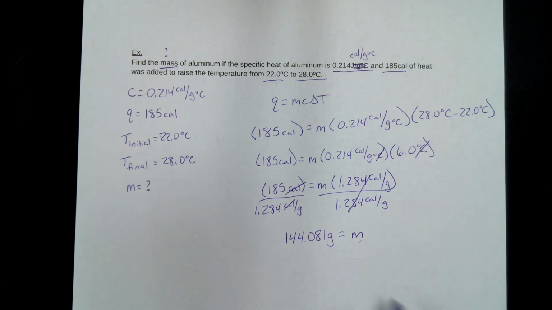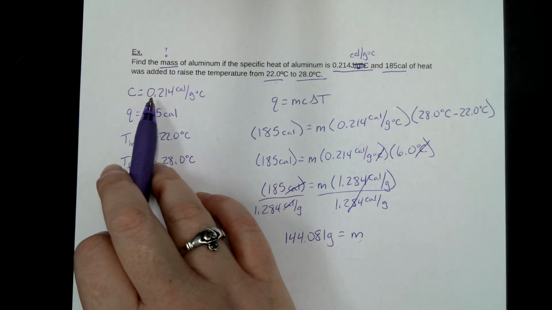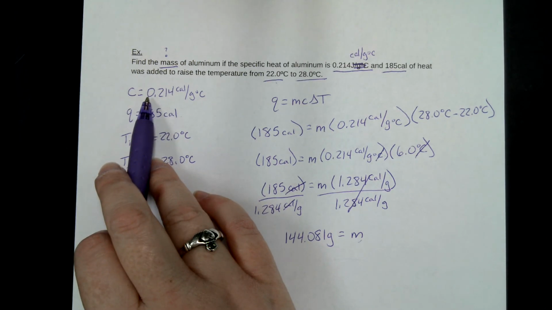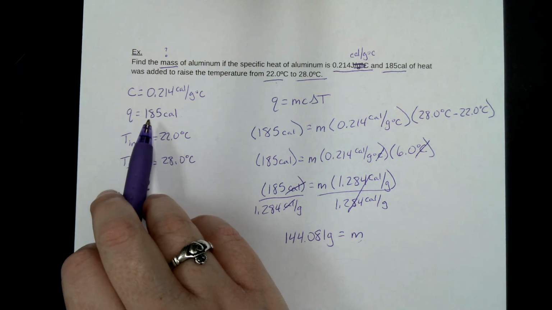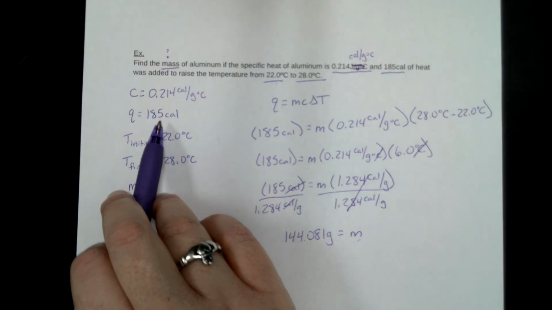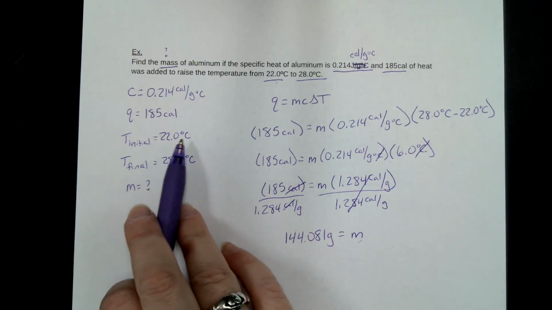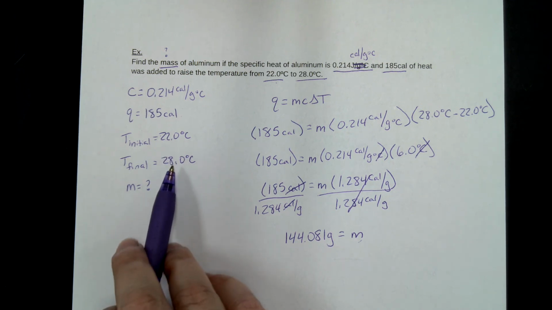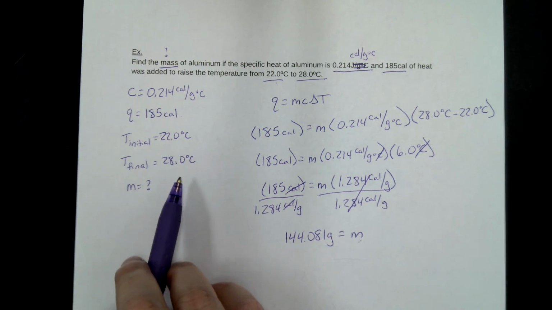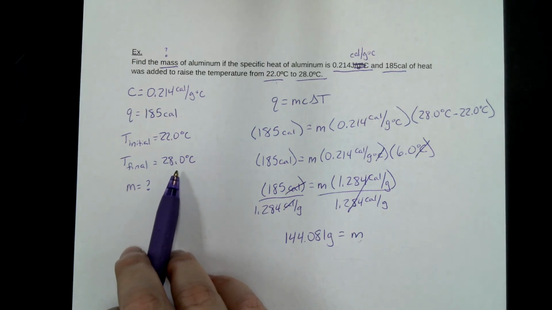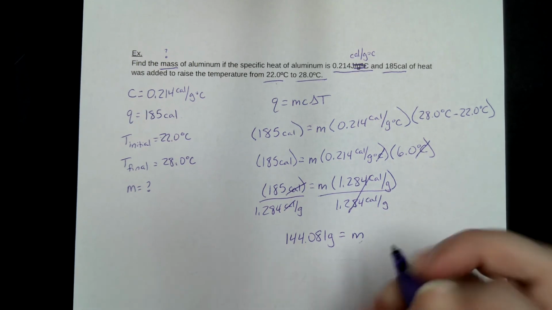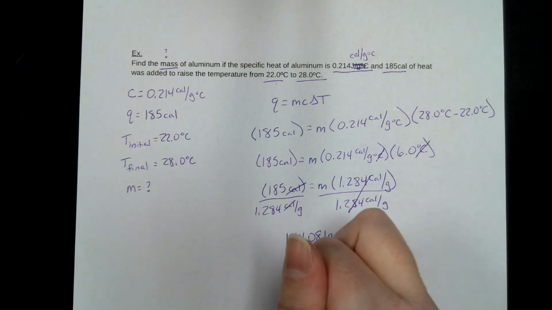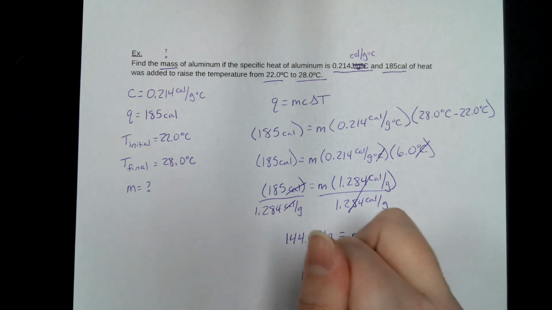So then let's think about sig figs. Coming back to our givens, we have 3 sig figs here because, again, leading zeros, not significant. 3 sig figs here, 3 here, and 3 here because trailing zeros are significant when there's a decimal point. So it looks like we need 3 sig figs. That makes our final answer 144 grams.